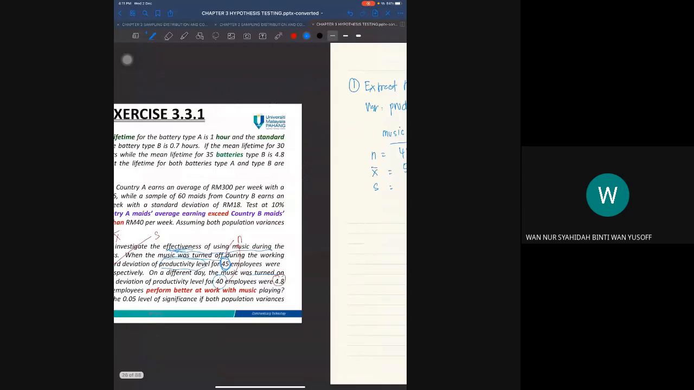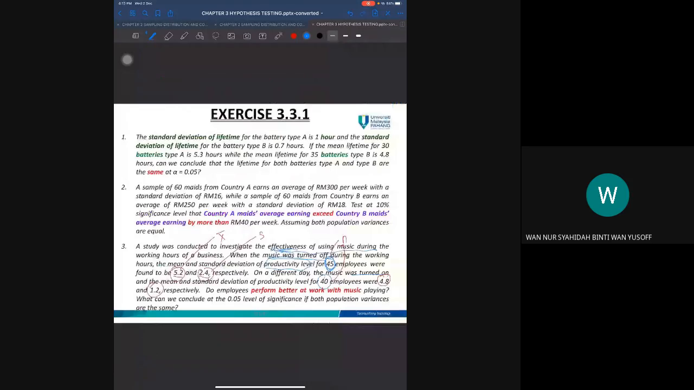Okay, so do employees perform better at work with the music playing? This is what we need to answer. So this is your hypothesis. Okay, what can we conclude at the 0.05 level of significance if both population variances are the same? Okay, so 0.05 here is alpha.